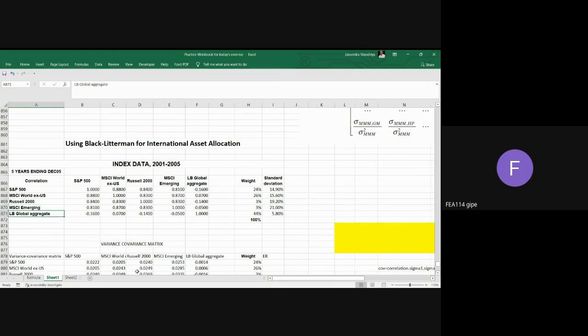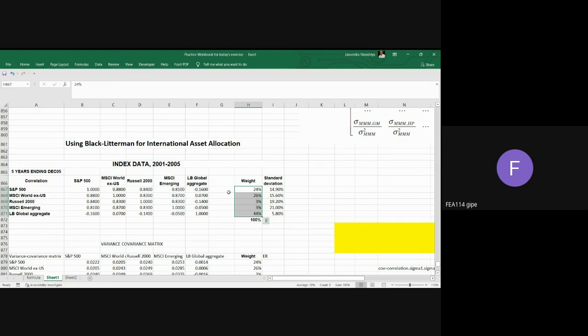And then the LB Global Aggregate, which is Lehman Brothers, a bond market index. So we have these 5 indexes on which we are going to use Black-Litterman, to see what happens if we use these indexes in the proportion of their weights. The weight is also given, because you know the weight in the global portfolio.